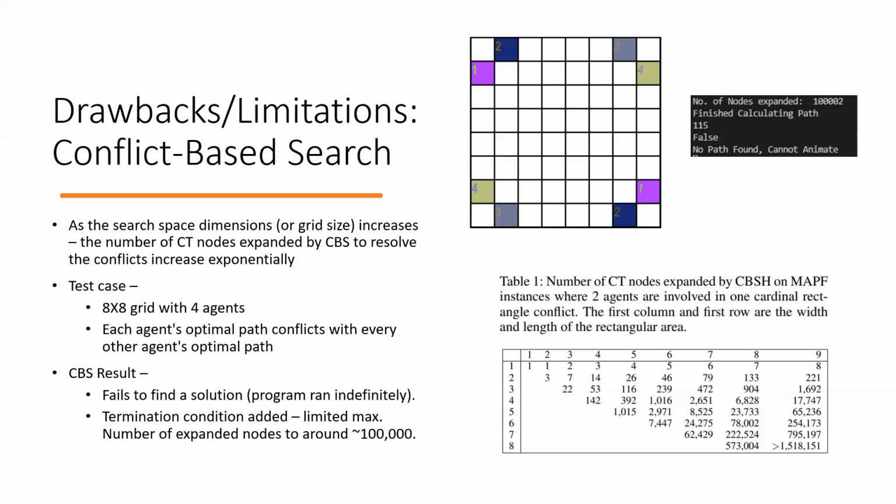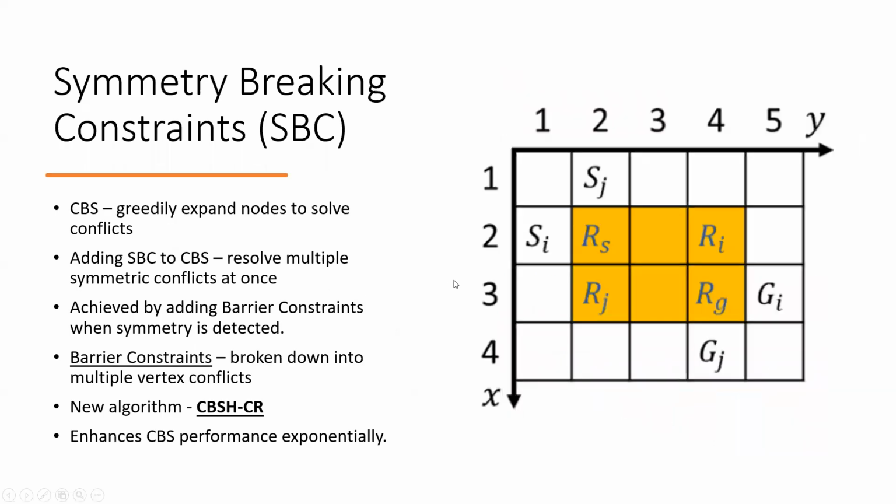In order to solve this problem, symmetry breaking constraints come in. So what are these symmetry breaking constraints? As we saw, as the grid size increases, CBS greedily solves each and every node in the constraint tree. What a symmetry breaking constraint does is add a few constraints, called barrier constraints, whenever a symmetry is detected in a map.